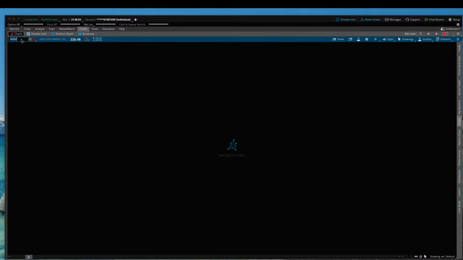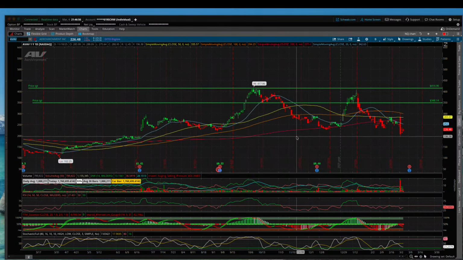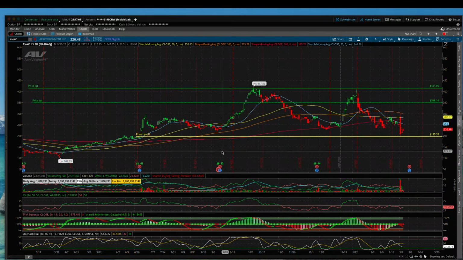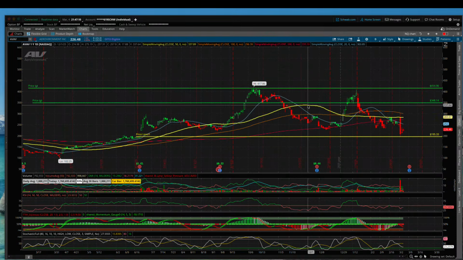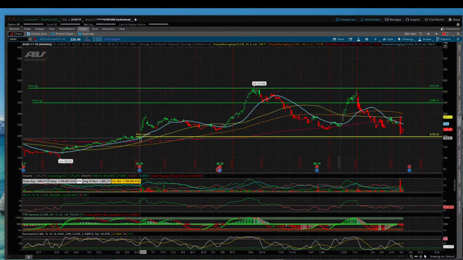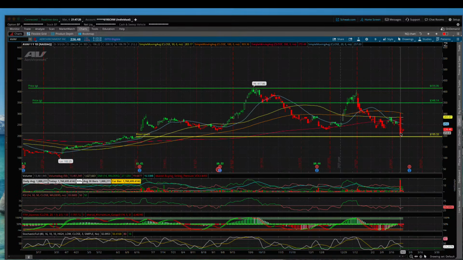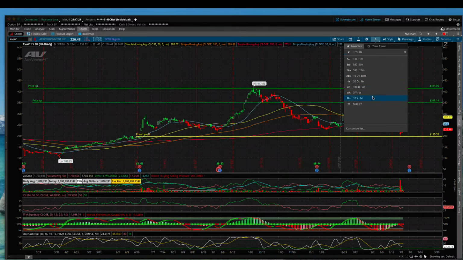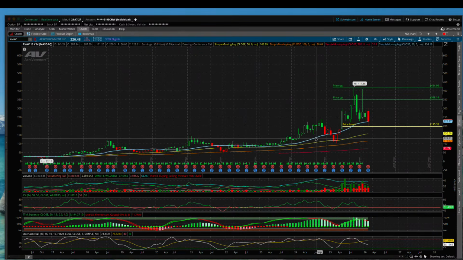Okay, AV. Okay, gap filled. Gap filled, that's definitely a good thing. Okay, the high was 195.65. Low was 196.